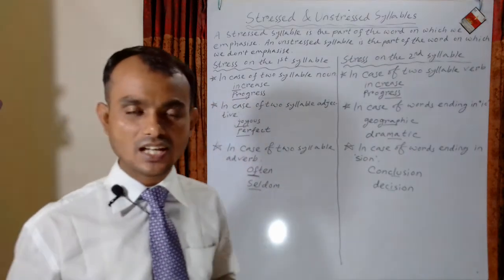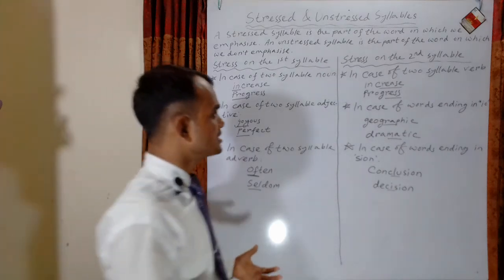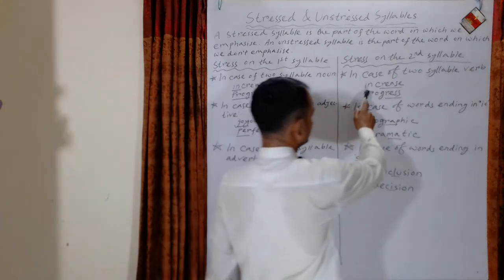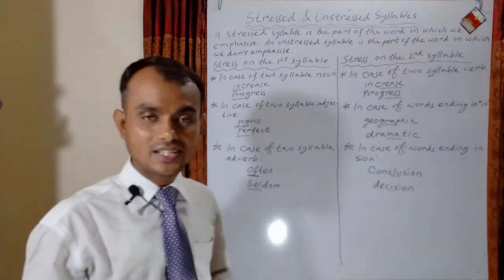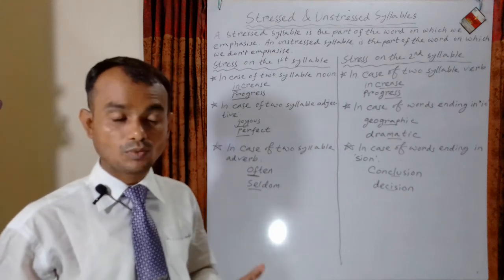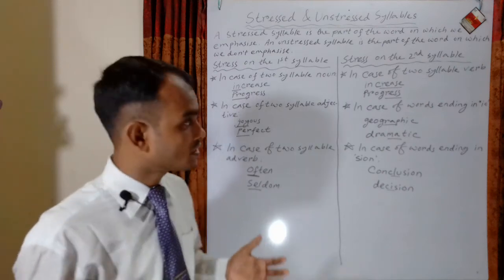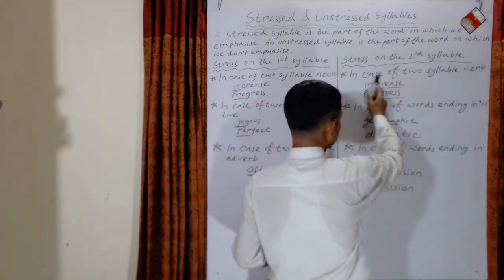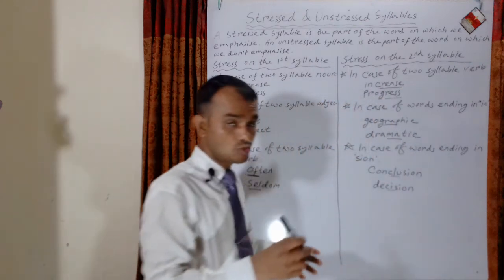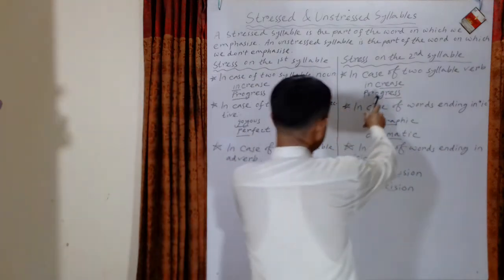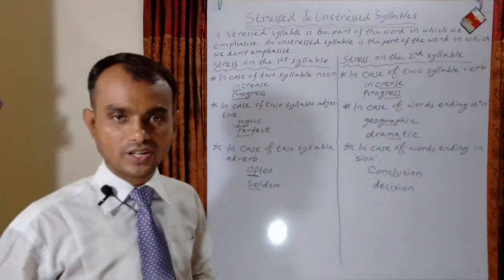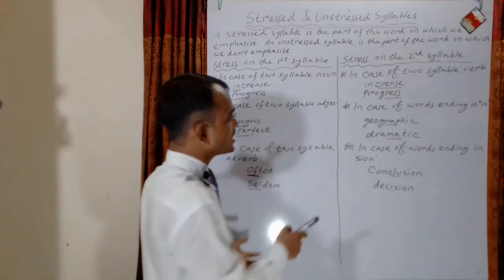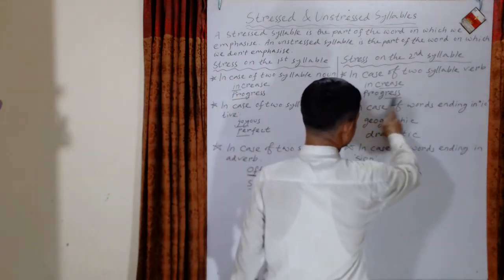Dear students, now I am going to discuss where to stress on the second syllable. In case of a two-syllable verb, the word increase. The word increase is a noun as well as a verb. Now I am using it as a verb. This word consists of two syllables, increase. So we should stress on the second syllable, increase. In the same way, the word progress consists of two syllables. Since this is a verb here, we should stress on the second syllable, progress.